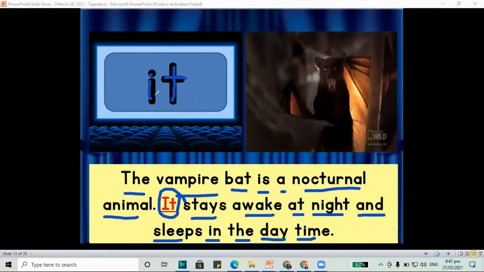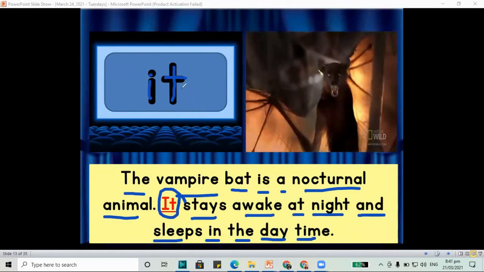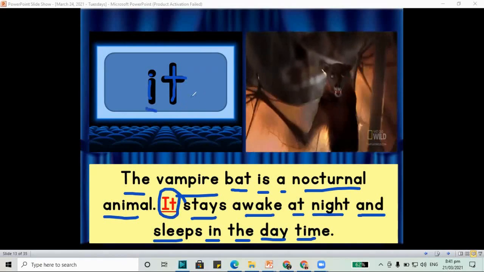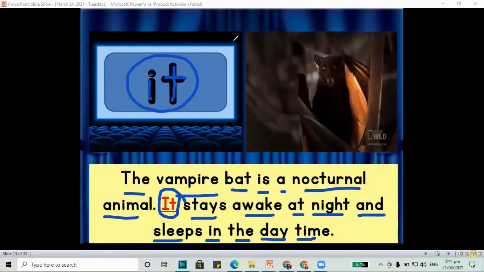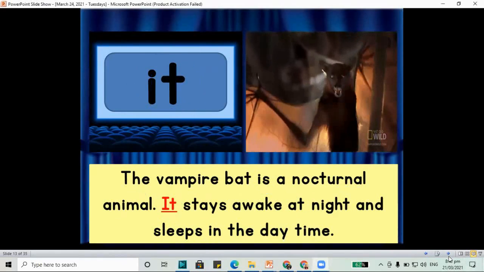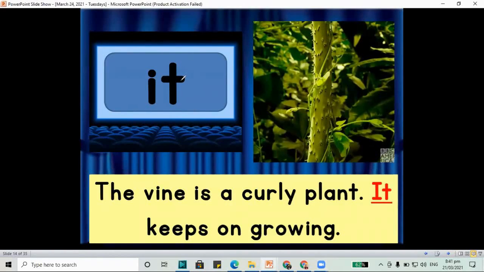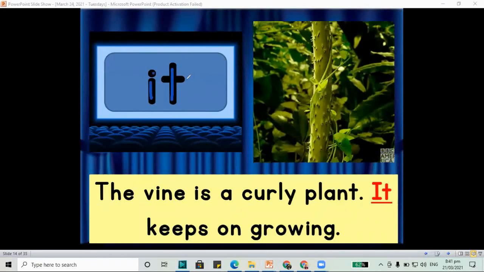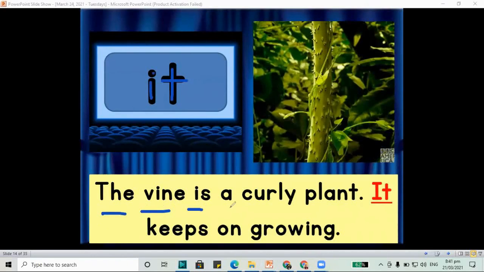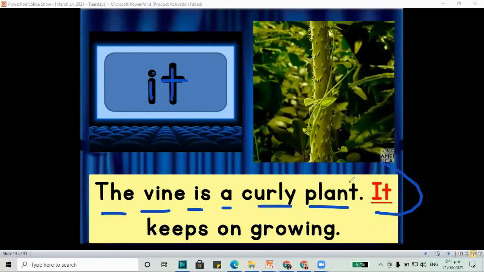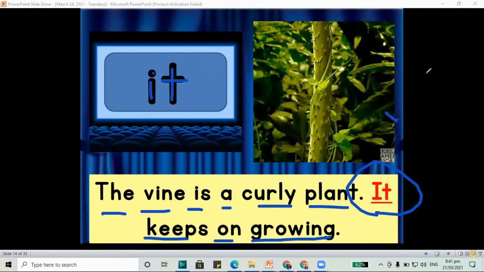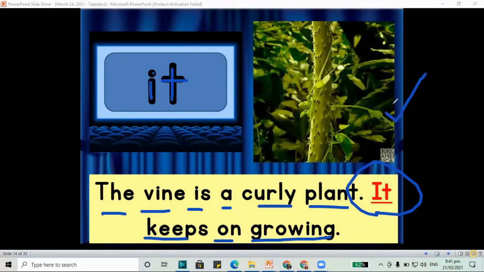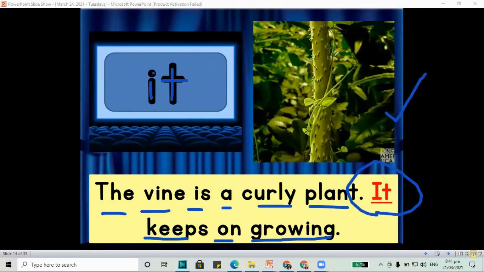We have the word it. I and T makes the word it. And remember, the word it is only used for animals and also things. Another word, I and letter T, it. The vine is a curly plant. It keeps on growing. See, we have our vine and it keeps growing up on the stalk. We have it.